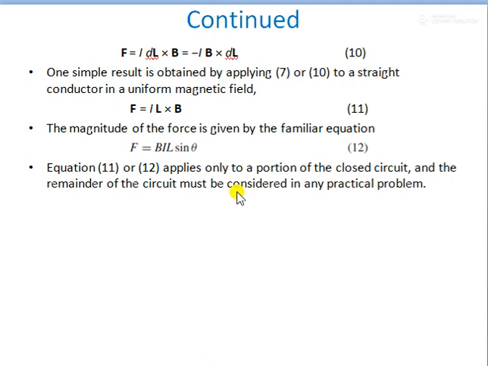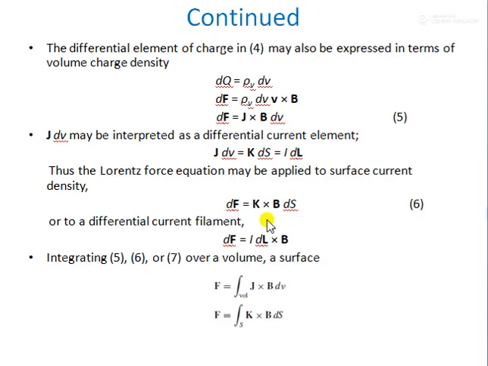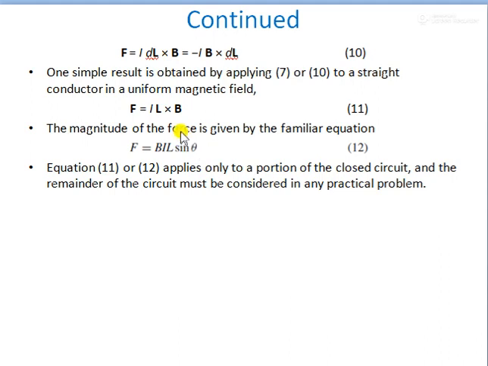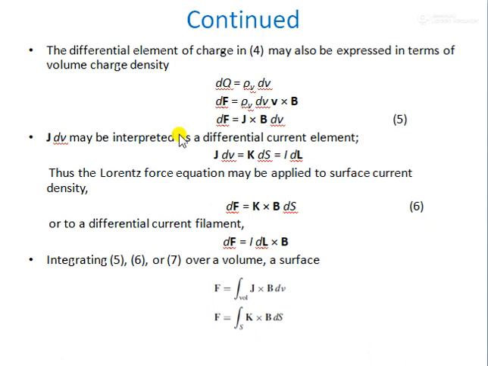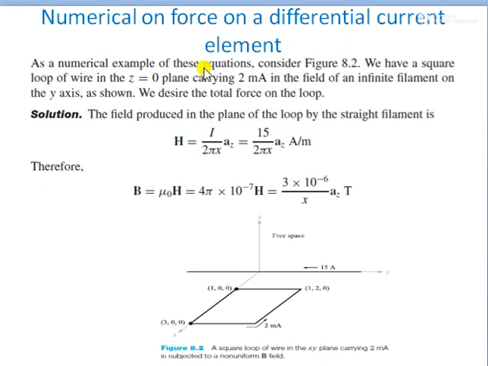So this is about the force on a differential current element, that is F is equal to I L cross B, or B I L sin theta, or you can have integration over a closed surface, I cross B dl, I dl cross B. Now let us consider one of the example numerical on this force on differential current element.